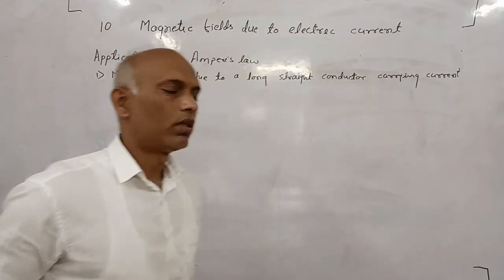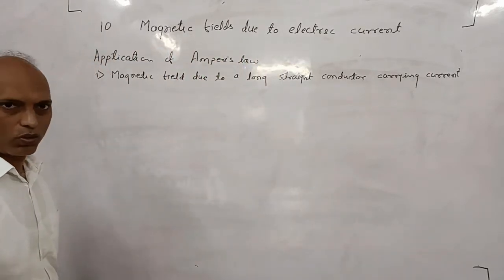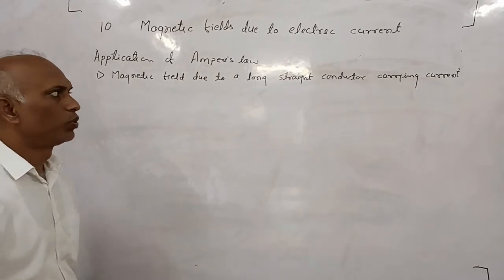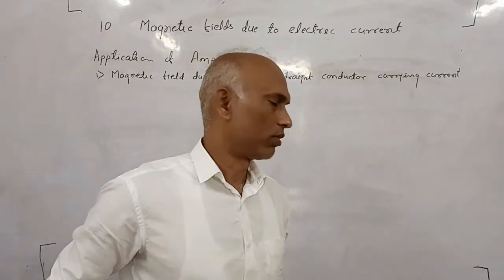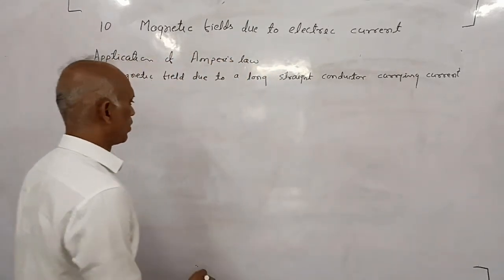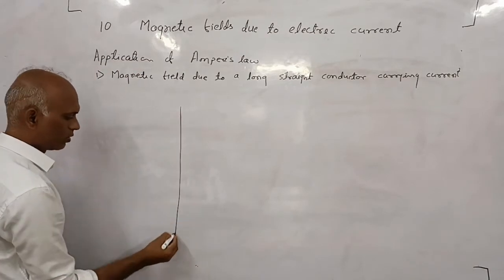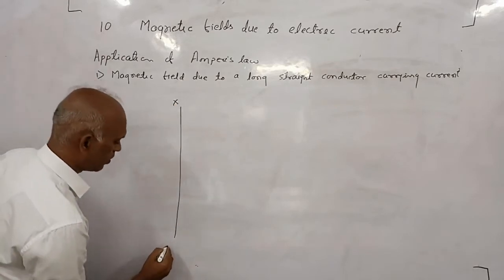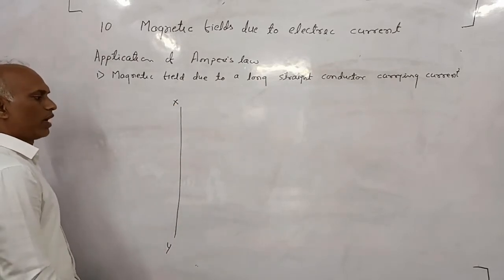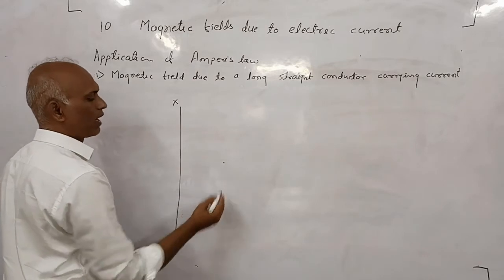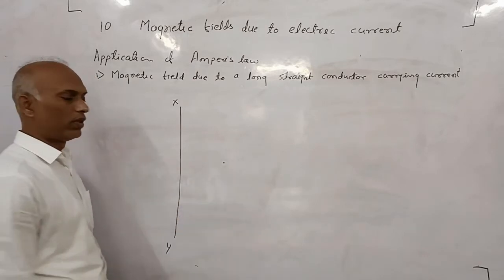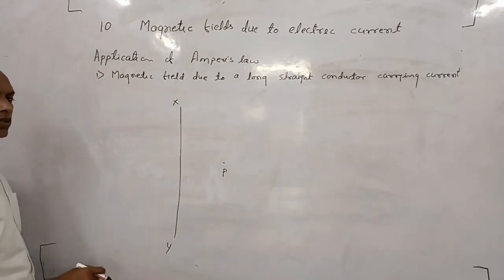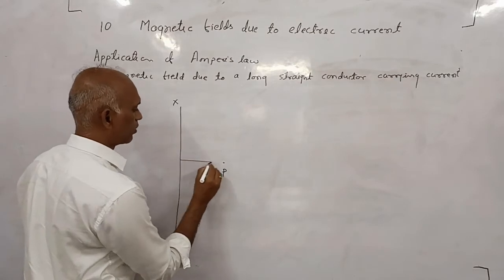Now we see the applications of Ampere's law. The first application is the magnetic field due to a long straight conductor carrying current. For that, we have to consider a long straight current carrying conductor, say XY, and we have to find out the magnetic induction, or magnetic field, at point P, whose distance from this current carrying conductor is R.